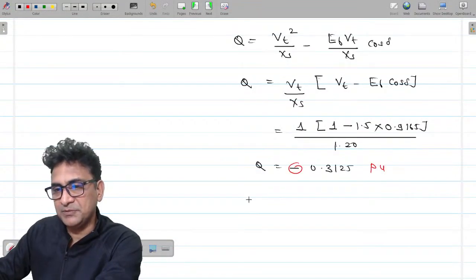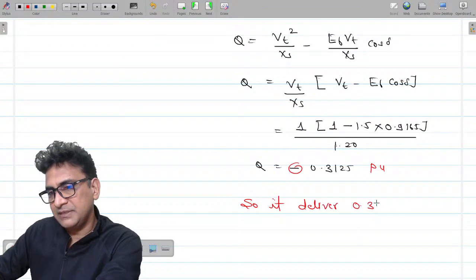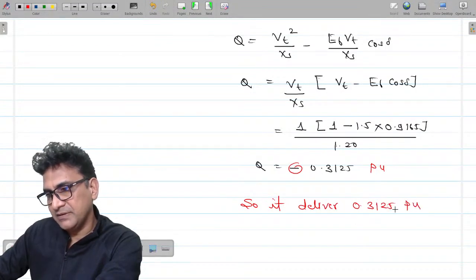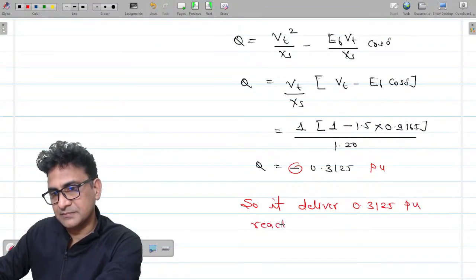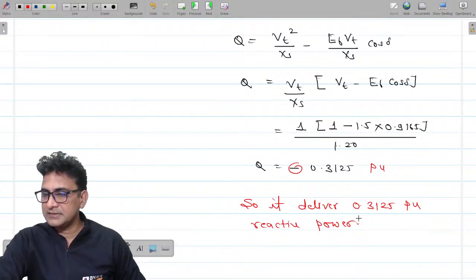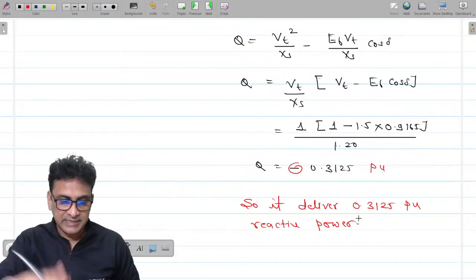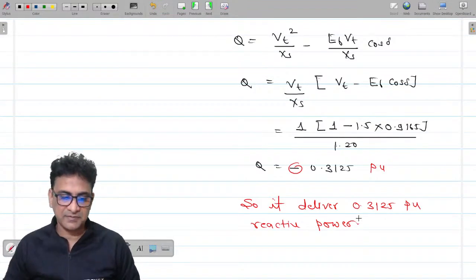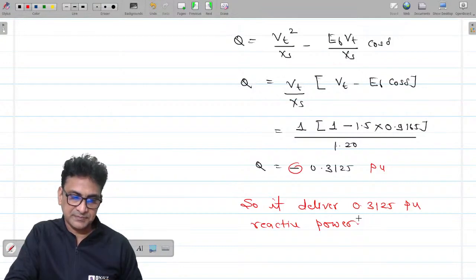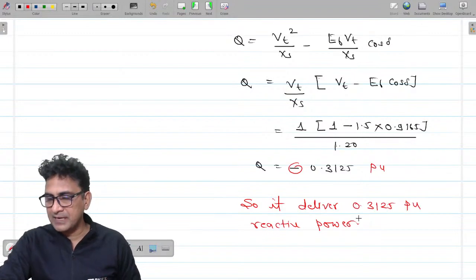It delivers 0.3125 pu reactive power. Is it clear? The negative sign represents that the direction of Q is opposite to my reference direction, and we assumed that we are taking active power as well as reactive power from the supply. Clear?